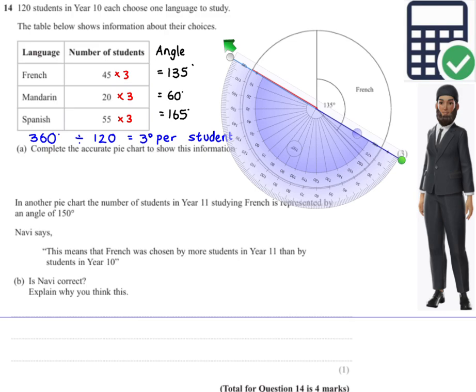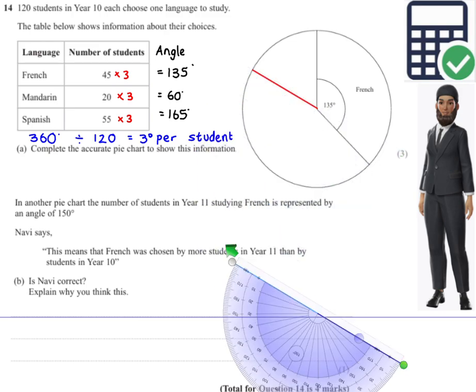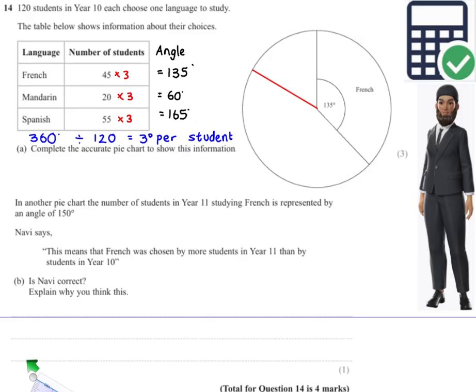So let's move this away. All we're left to do now is we just need to write down the subject. So the subject that we need over here is Mandarin. Let's write that down. M-A-N, Mandarin. And this is going to be 60 degrees, and then finally we have 165 degrees, and this is going to be for Spanish, and let's write that in.